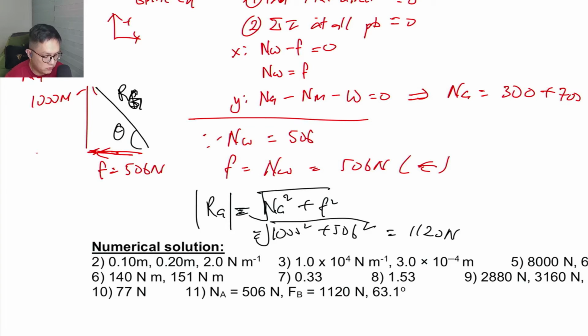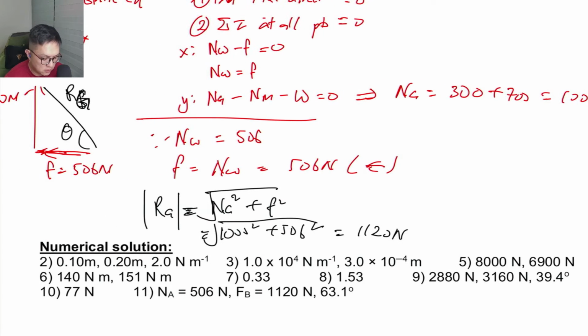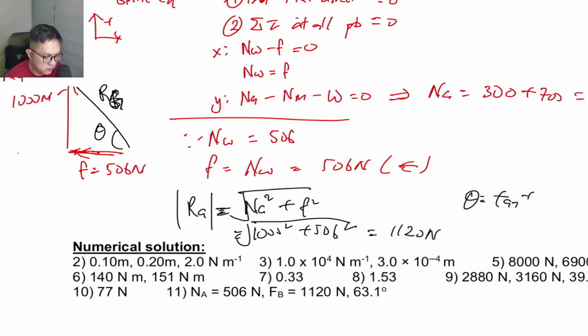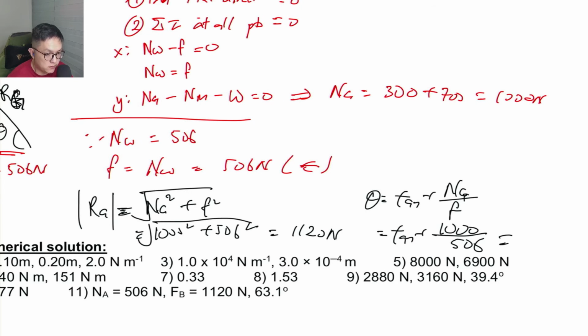I need to know the angle as well, because it's asking for the direction. I can see that theta is equal to tangent inverse of NG over F. So tangent inverse of 1000 over 506. 1000 divided by 506, then apply inverse tangent. I get 63.2 degrees, or 63.1 degrees, that's fine. So 63.1 degrees. Yeah, so that's it.